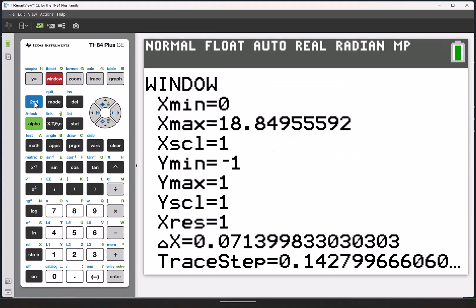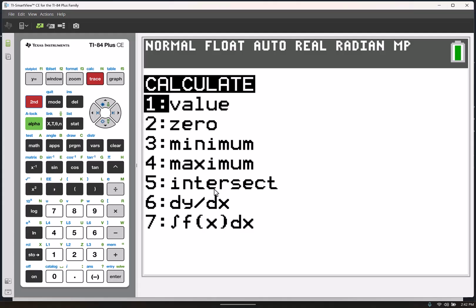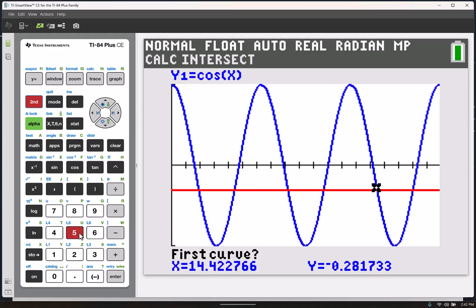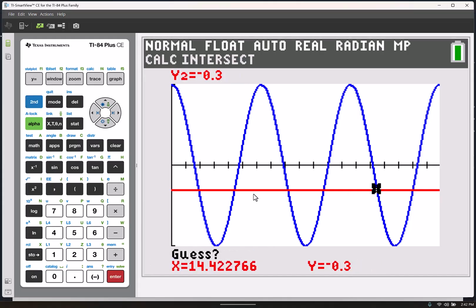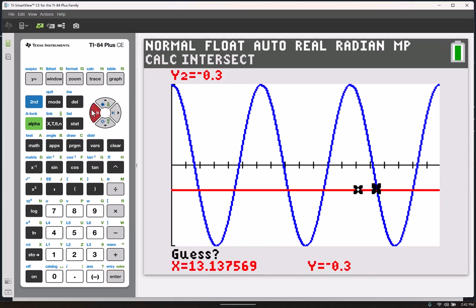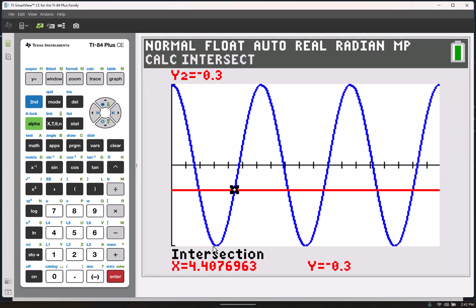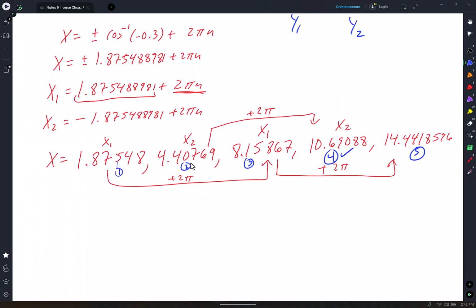On your graph, you push second, calculate, and then number 5. And when it says first curve, second curve, if you only have 2 curves, you can just push enter. Enter, enter. And then when it says guess, you go to the one you want. It needs to say the word intersection, guys. So if I want the second one, boom. Second one left to right. It needs to say the word intersection. 4.407. Is that what I had initially? Yep, 4.407.